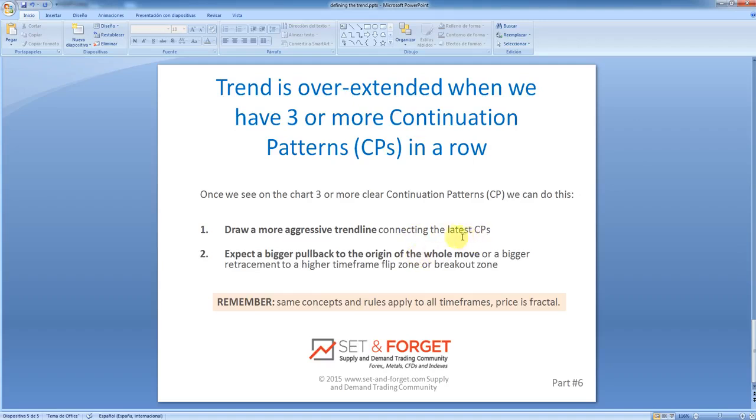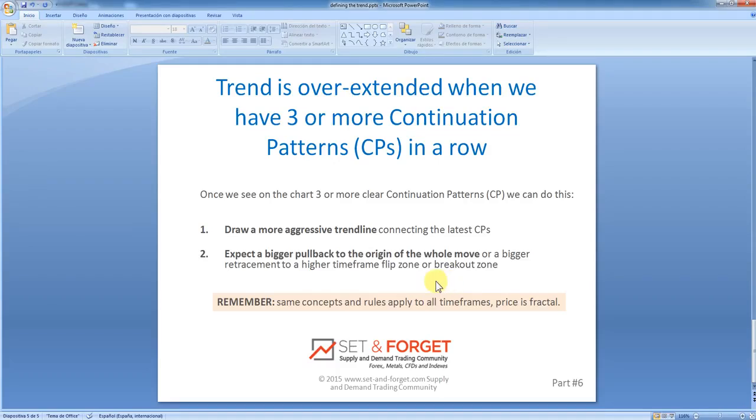Sometimes it's tricky because they are super overextended, or there is a big pause in the middle. And also, you can expect a bigger pullback to the origin of the whole move. CPs are low probabilities when we are overextended, so price tends to pull back to the origin of the whole move or to an important higher time frame flip zone or breakout area or higher time frame area.